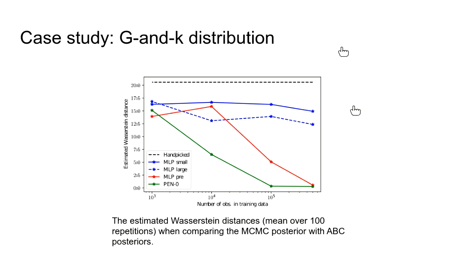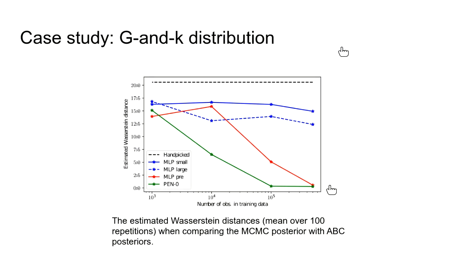What we compare with, we have the black dashed line, which is when we use hand-picked sample statistics. The blue line is when we use an MLP network of two different sizes. So this is MLP, the multi-layer perceptron network, that's just a feed-forward network without considering the exchangeability of the data. Then the red line is an MLP network with a pre-processing step, and in the green line we have our PEN zero network.